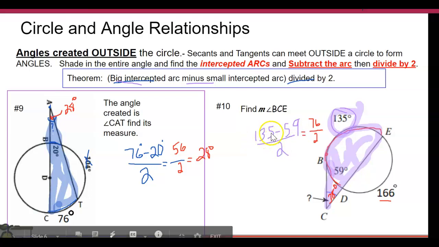Okay, 135 degrees minus 59 degrees is 76 degrees. Then divide by 2, so you should have gotten 38 degrees for the measure of angle BCD. 38 degrees. So again, all you do is you find the two arcs and then subtract the big one minus the small one. And then you divide by 2.